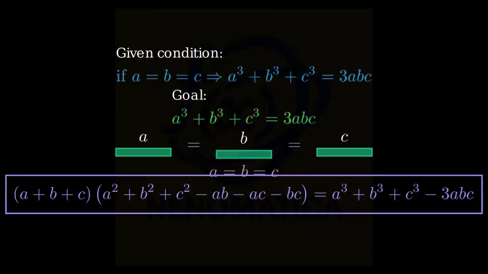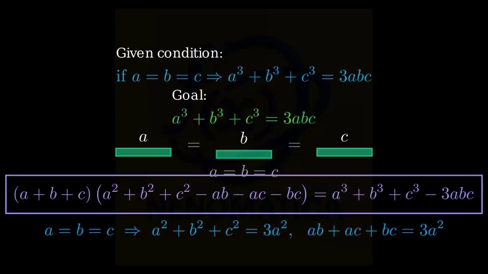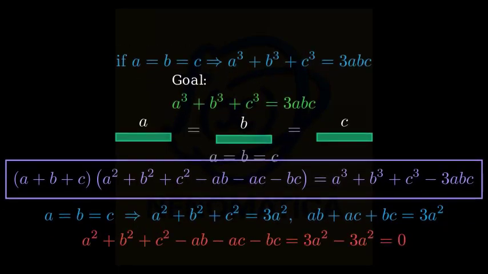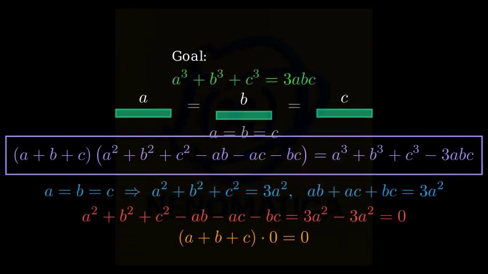Next, we substitute the given condition. If a equals b equals c, then a squared plus b squared plus c squared equals 3a squared, and ab plus ac plus bc equals 3a squared. So the big bracket becomes 3a squared minus 3a squared, which is 0. That makes the whole product equal to 0.